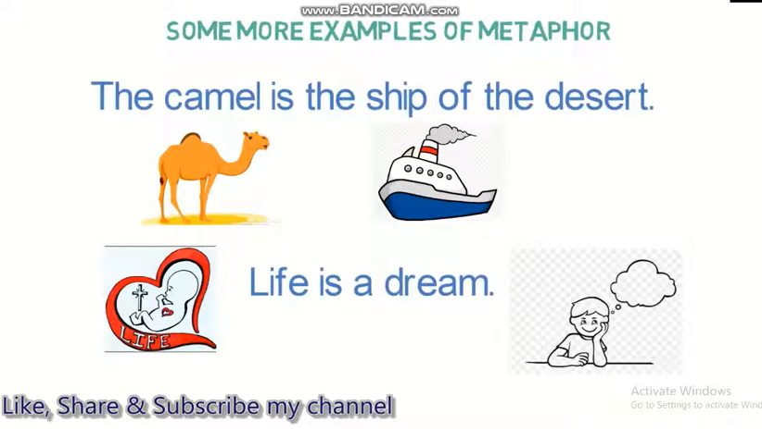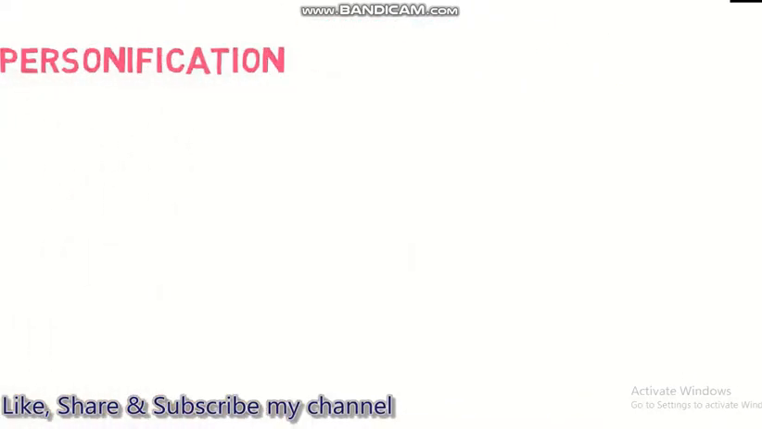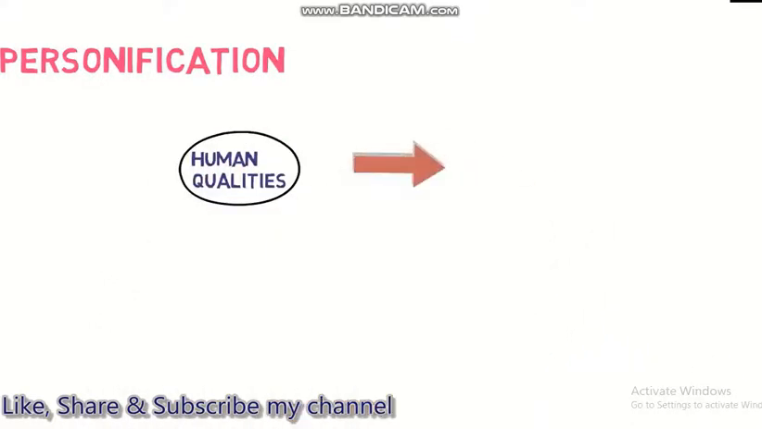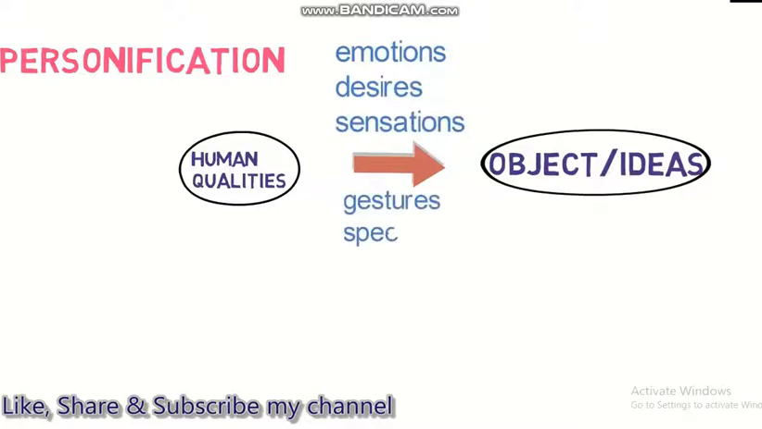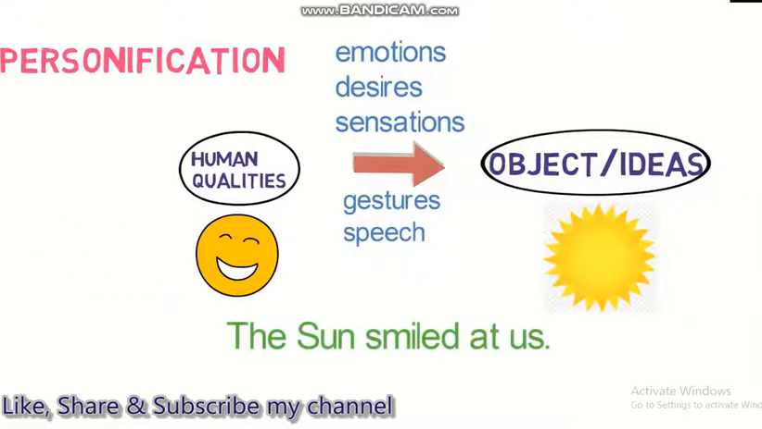Let's look into the next type of figure of speech, personification. Personification is a figure of speech where human qualities are given to objects or ideas. These qualities may be emotions, desires, sensations, gestures, and speech. Let's look into some sentence examples of personification. The sun smiled at us. Here we are giving a quality of human, which is a smile, to an object, the sun. So personification is used here.